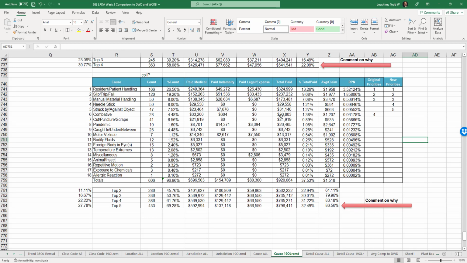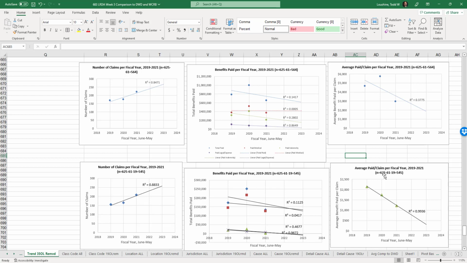Because what we're going to be doing now is picking out what we want and then removing the claims. This is the part we delete. We remove the claims that don't have the qualifications we're interested in studying. And then we forecast it. We may have limited data in some places. We may not be able to do an actual visual forecast like we did back here. We might not have enough data when we narrow down to a particular class code and cause or jurisdiction and cause. And we can go annual averages there and kind of just look at it that way.